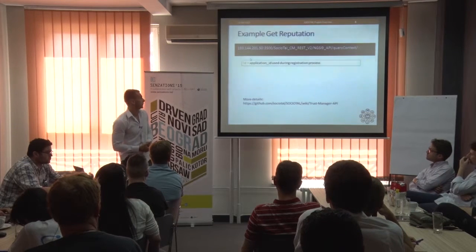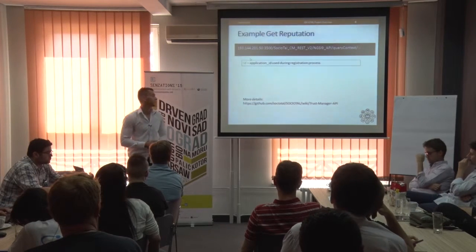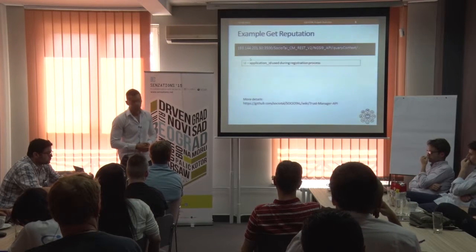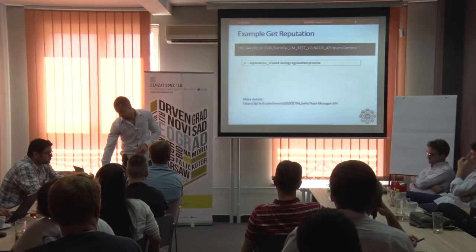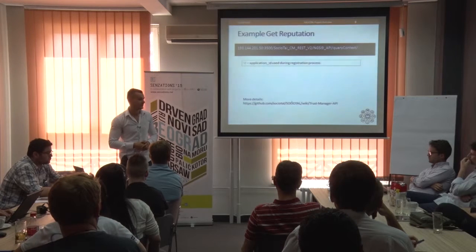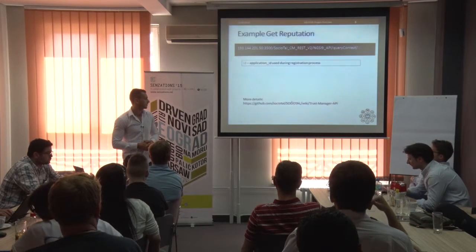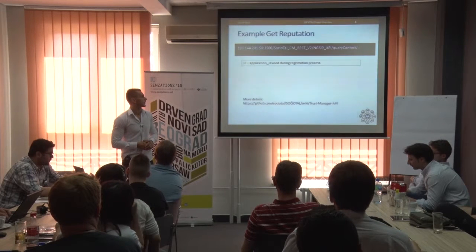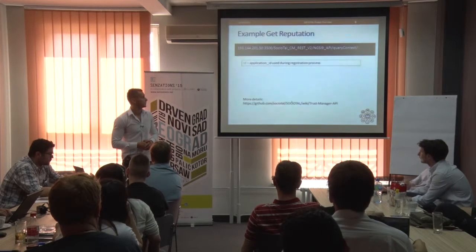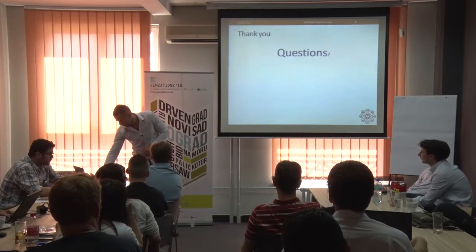This is an example of how you can get a reputation score from the context manager, and this is all about it. You can see more details on our GitHub account, and I will now skip to the other presentation.